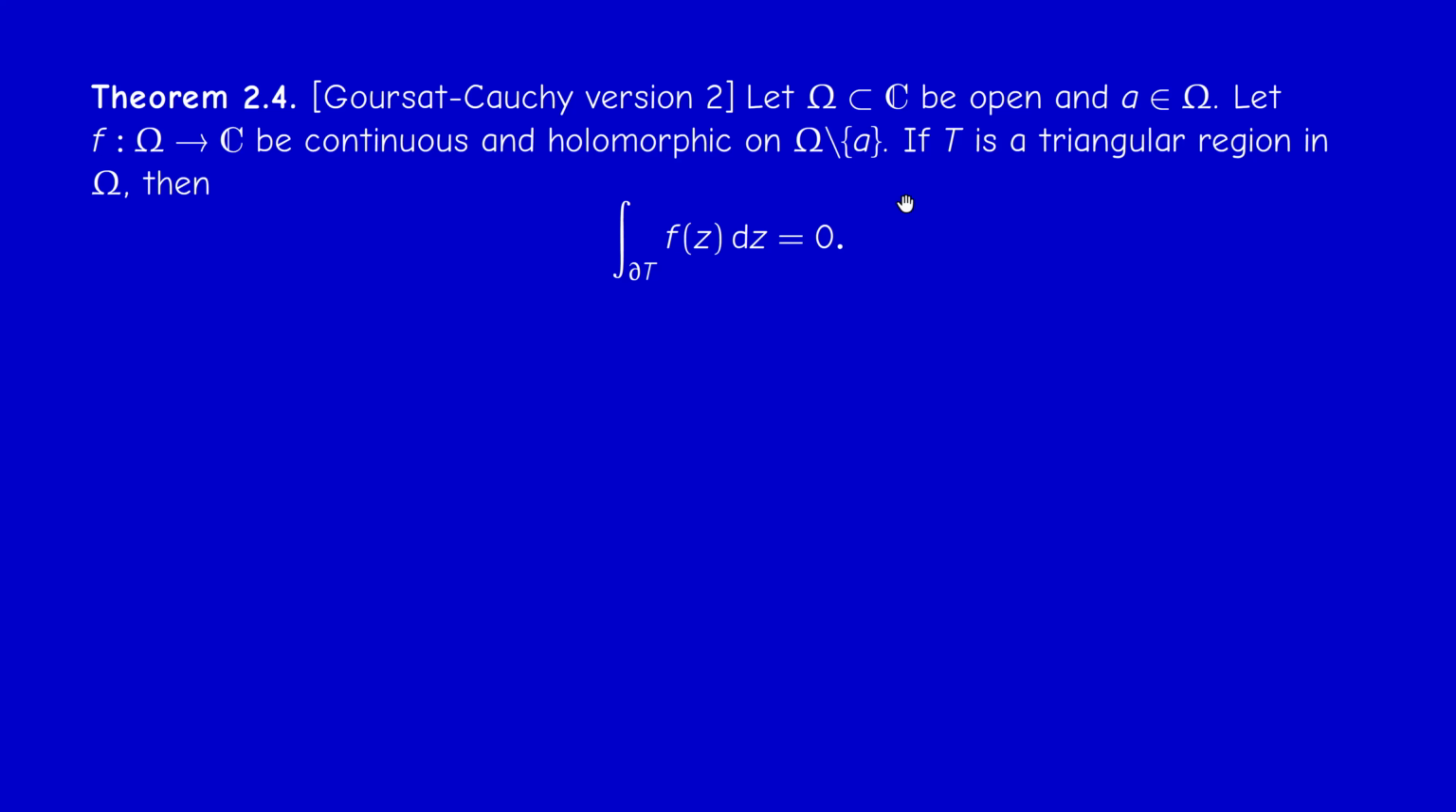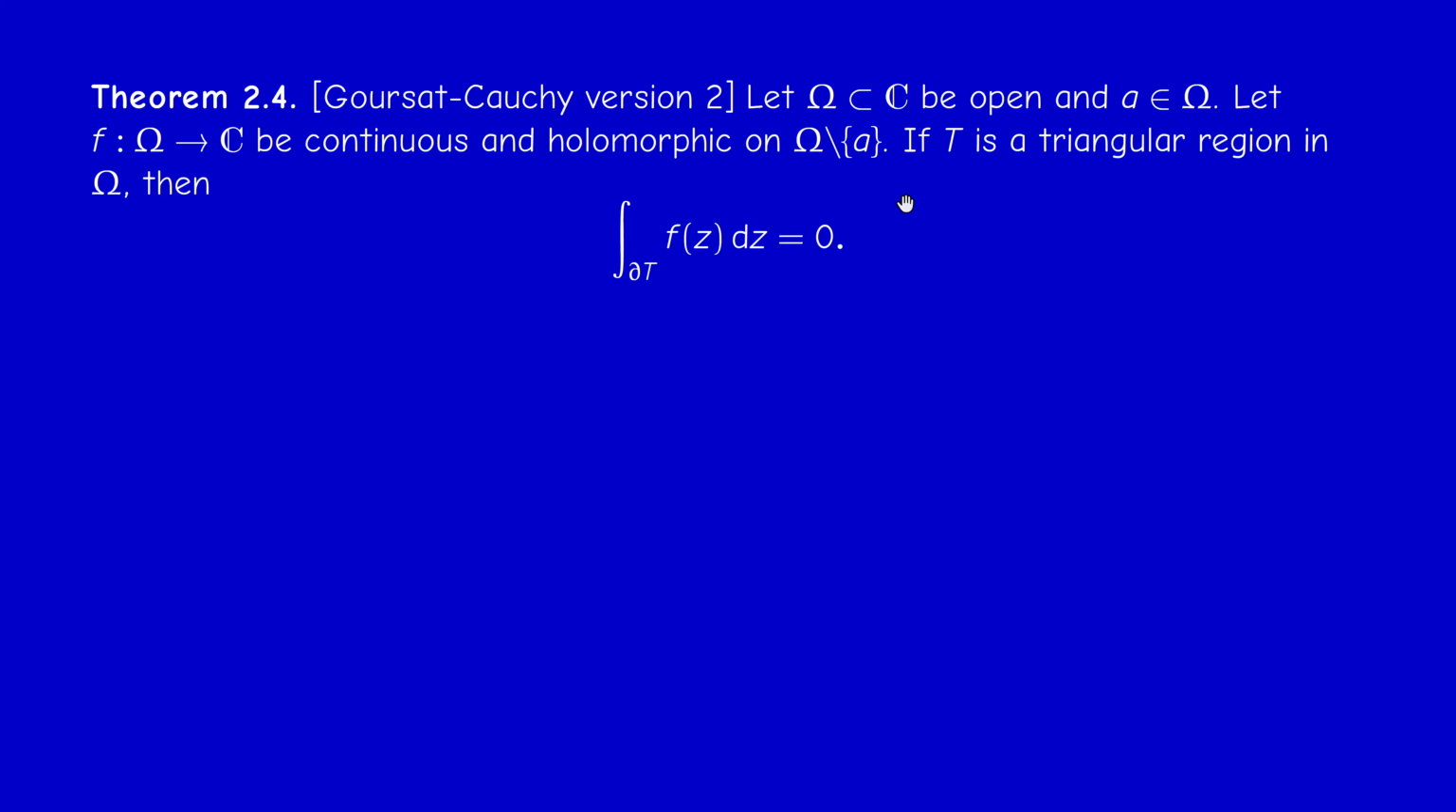But we shall see actually later that this is not an improvement, because the assumptions that we put on f and omega imply that actually f is holomorphic on omega. Okay, so if you like, a is a removable singularity of f. Okay, but we don't know that yet. We have to prove this version, the stronger version, because we shall use it in the next section to prove Cauchy's integral formula.